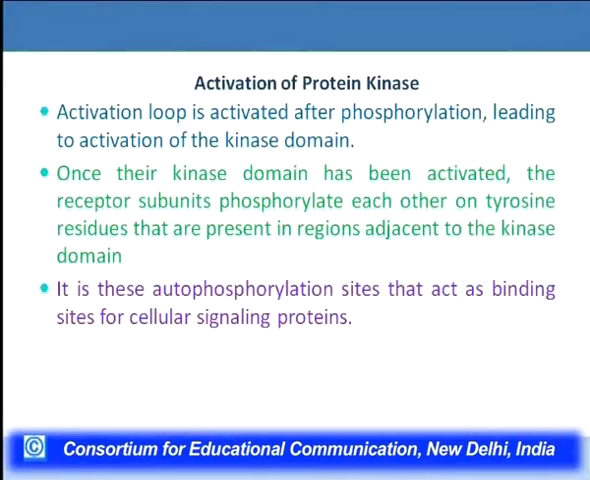Now after the activation loop is activated, it leads to the activation of the kinase domain. And once it has been activated, the receptor subunits phosphorylate each other on tyrosine residues which are present in regions adjacent to the kinase domain. So there are a large number of tyrosine residues present here. Once the kinase domain is activated, the kinase domain of one receptor will phosphorylate tyrosine residues of the other receptor, and this leads to a large scale phosphorylation of the tyrosine residues. And these phosphorylated tyrosines are the sites where the cellular signaling proteins will bind. The other proteins will get attracted to these phosphorylated tyrosines.